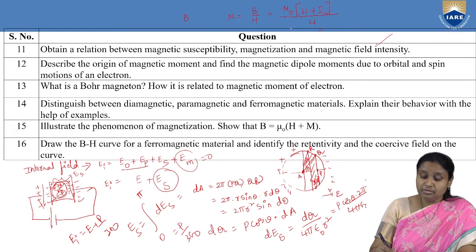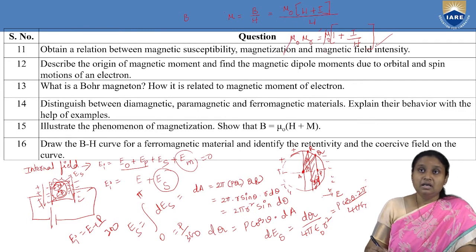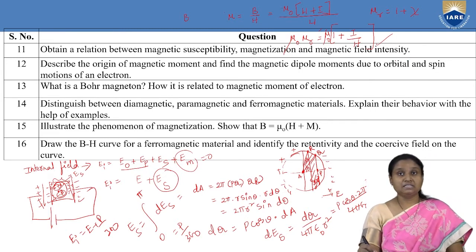And mu can be written as the product of mu naught into mu r. And in this case, this we can write as 1 plus I by H, right? And of course here this mu naught and this mu naught will get cancelled. And in this case, our relative permeability is equal to 1 plus chi. Chi is the magnetic susceptibility, which is the ratio of intensity of magnetization to the magnetizing field.